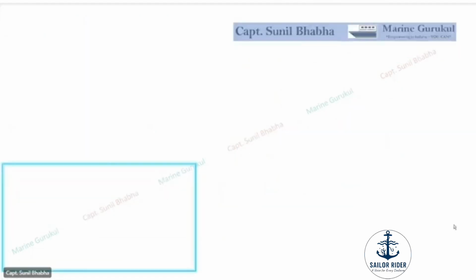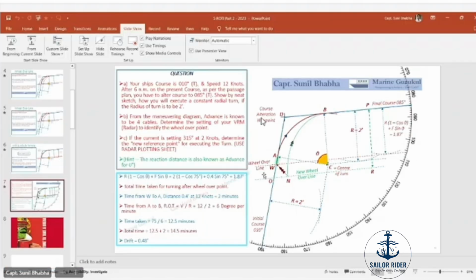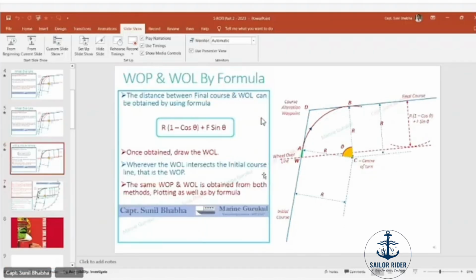Sir, in this case, if you are not drawing the circle, then how will you find out the theta? We should know the theta for turning.